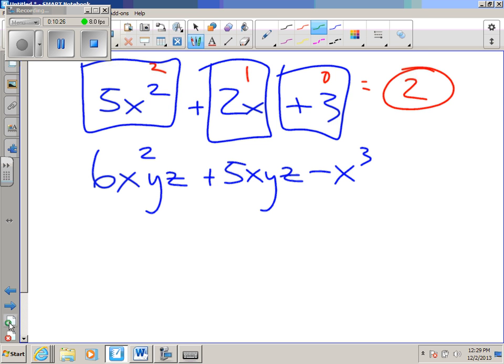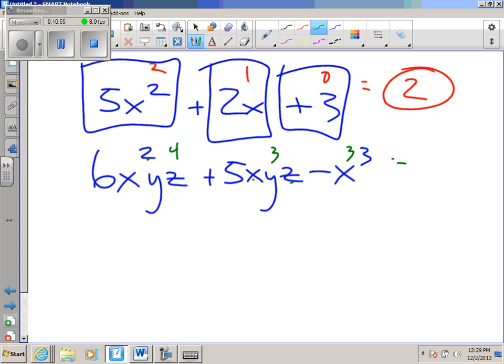Okay, so the degree here: 2 for the x, what for the y? 1, and 1 for the z gives us a total of 4. How about here? 1 and 1 and 1, 3, and here is 3. Therefore, I take the greatest one.